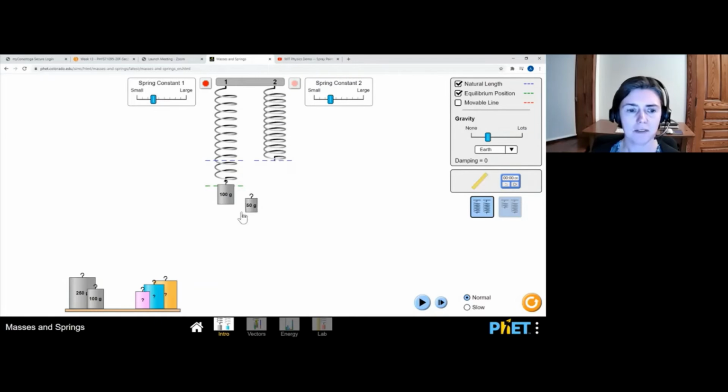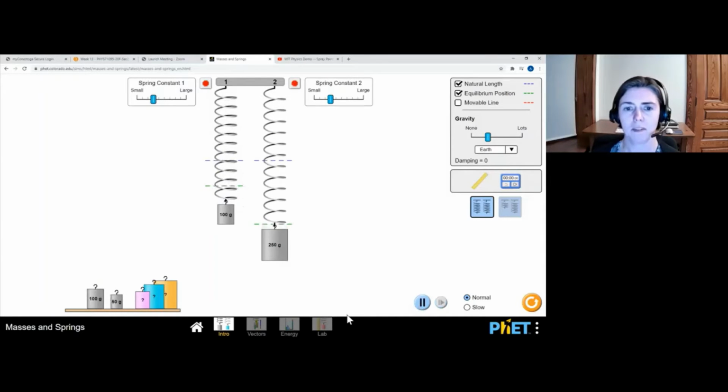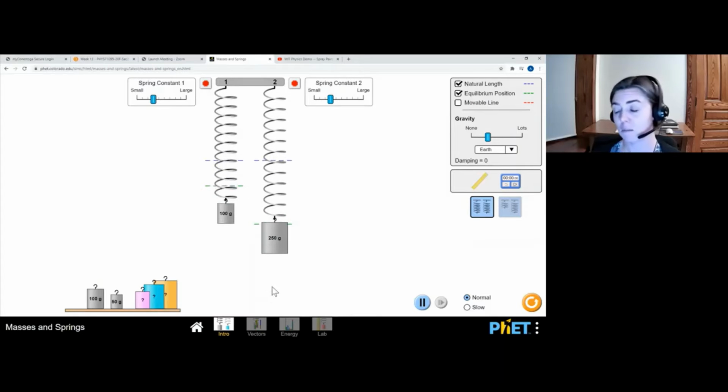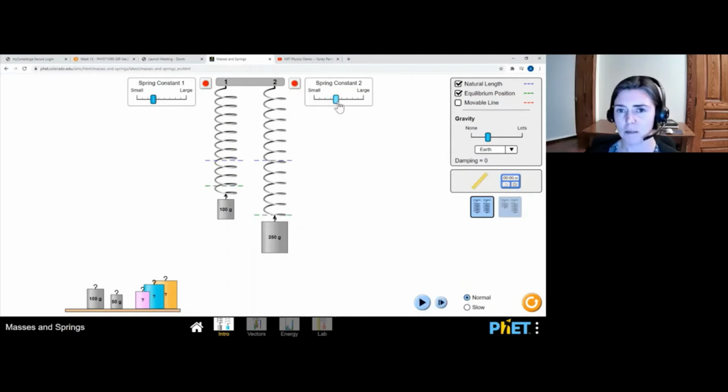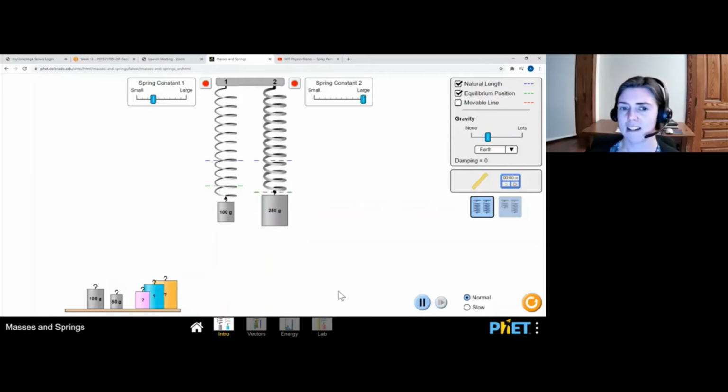If I take that 50-gram mass off and put on a larger mass, let's let them go again. You can see that that 250-gram mass is moving even more slowly. It has an even longer period than the 100-gram mass. I can also change the spring constant, so I'm going to make one spring constant large, and oh, things changed again, right? So the natural frequency depends on both the spring constant and the mass.